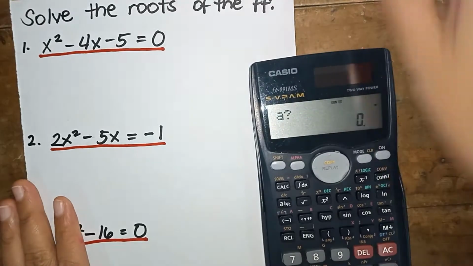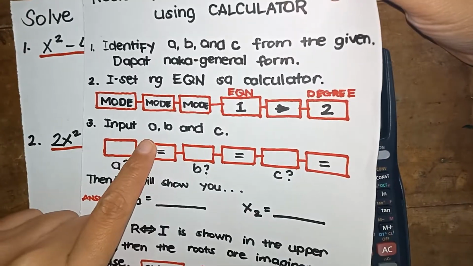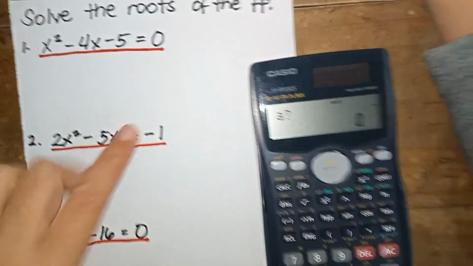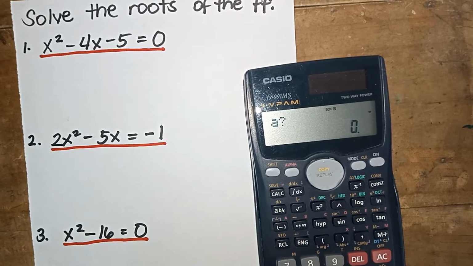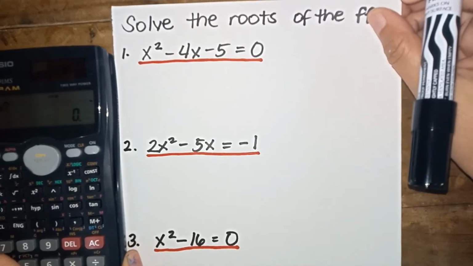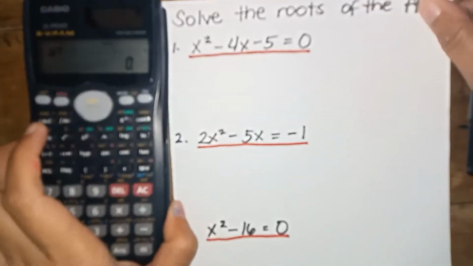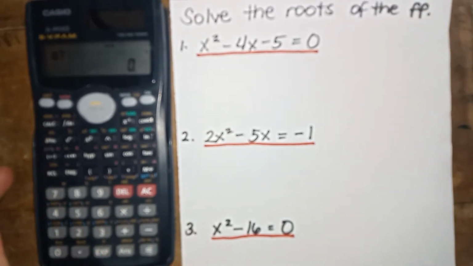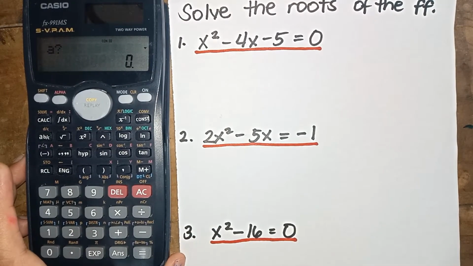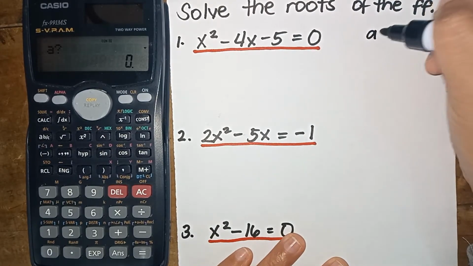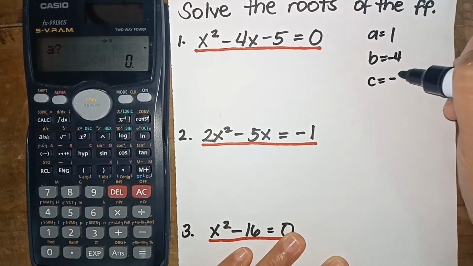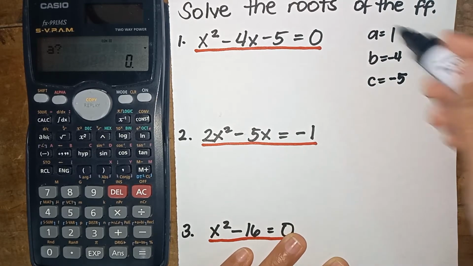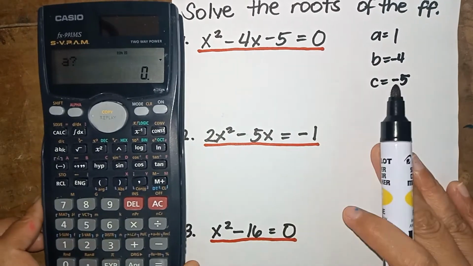Okay, so next is to solve the A, B, and C in the given equation and make sure na naka-general form yung ating equations. So, obviously, ang given quadratic equation natin ay naka-general form. So, in number 1, we have x squared minus 4x minus 5 is equal to 0. Okay, so in here, A is equal to 1, B is equal to negative 4, and C is equal to negative 5.